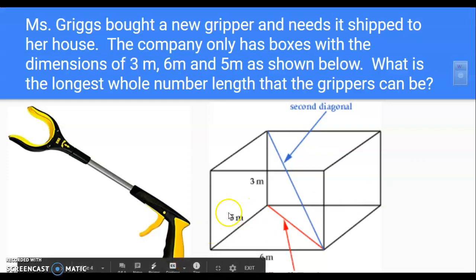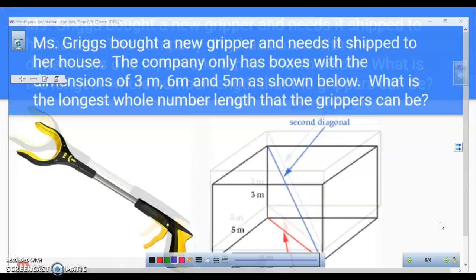So if you notice, we have these measurements labeled here where the 5 meters and 6 meters make the base. In order to find if this gripper can fit diagonally along this blue line, I would first need to find this hypotenuse, the red line, then use that hypotenuse as a leg with the 3 and find my new hypotenuse. Luckily for us, there is a shortcut to this, and it is super easy.